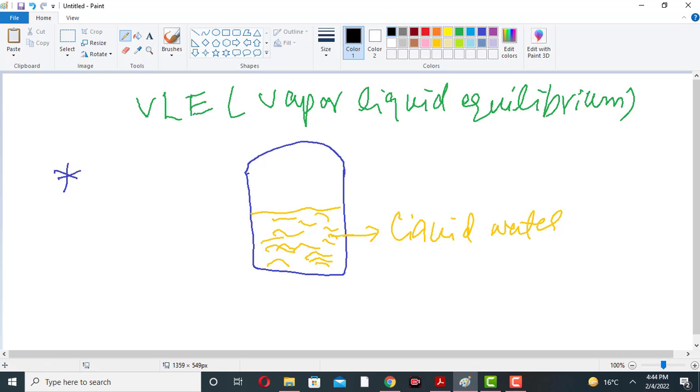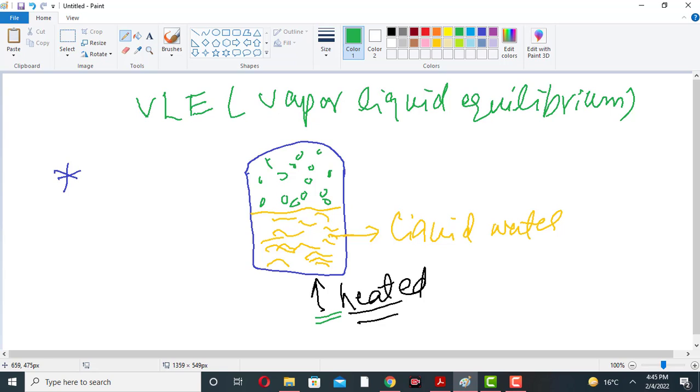Now give some heat to it. Some vapor will form on the surface of the liquid water. So as we increase the temperature of this liquid water, more and more water vapor will form on the surface of liquid water. A time will reach when the rate of evaporation will be equal to the rate of condensation. So at this stage we will say that this system has reached a dynamic equilibrium.